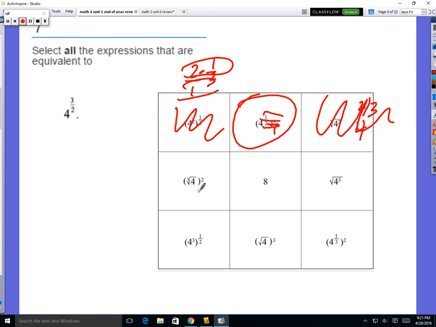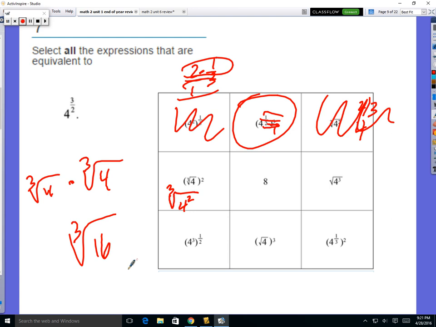This is the, you got 2 of these. So you have really the cube root of 4. That's the same as this. So it's going to be the cube root of 4 times the cube root of 4, which is the cube root of 16, or 4 squared, same thing. So morph this, this is 4 to the 2 thirds, and we're looking for 3 halves, so that's no good.